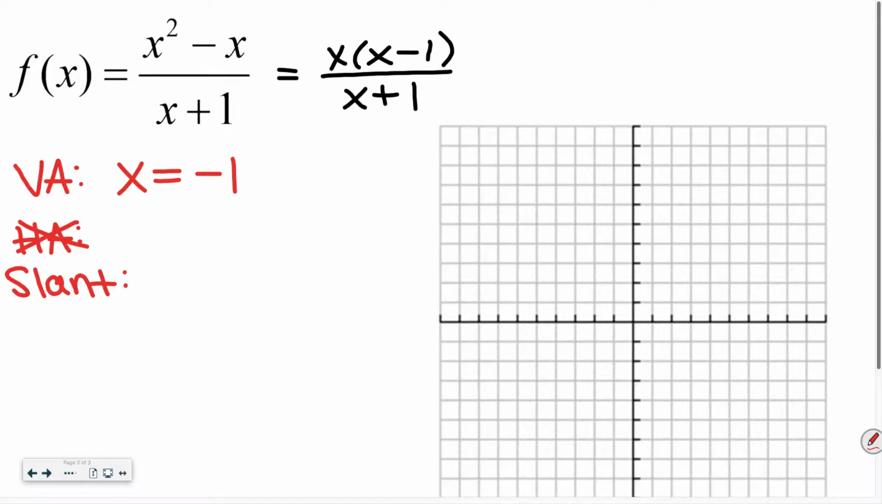In order to find that slant asymptote, we need to perform division. Who votes we use long division? Who votes we use synthetic division? All right. We can use synthetic division because we have a divisor that's linear. But essentially, we're going to take that fraction and perform the division. We are going to take 1x squared minus 1x plus 0 and divide it by x plus 1.